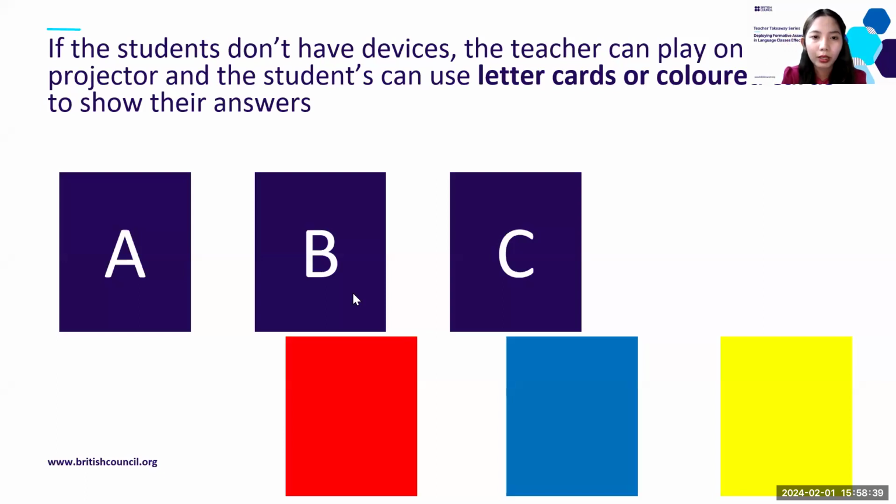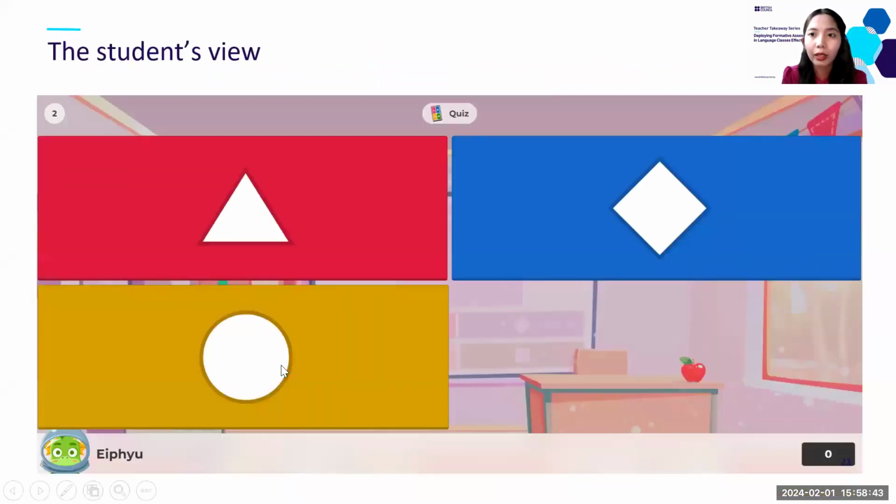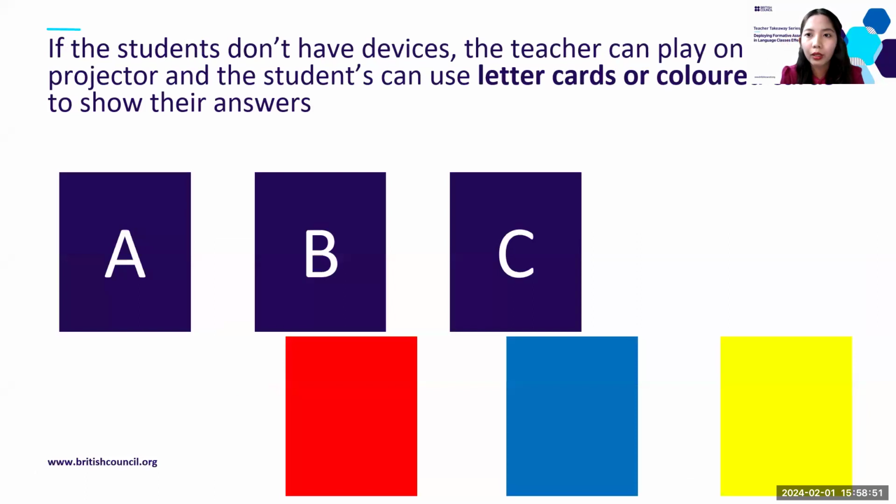So here you can see 3 answers. That's why there are 3 colors: red, blue, and yellow. Sometimes there can be more than 3 answers. So we will let students use color papers: red, blue, and yellow. We don't need a big one. So we can use small color cards, and students can show the answers with the color cards. So we can adapt the activity based on our classroom and our students.